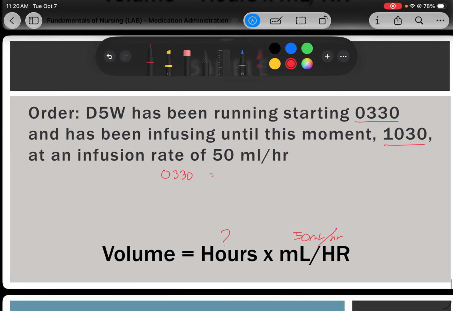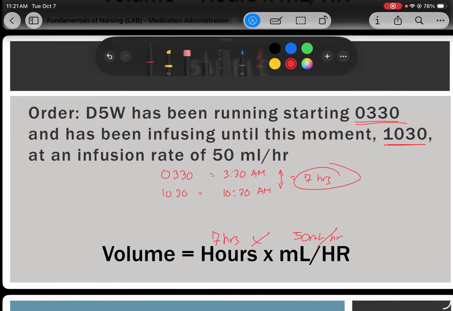So 0330 is 3:30 a.m., while 10:30 is 10:30 a.m. How many hours is the gap, class? How many hours is the gap? It's 7 hours. So, 7 hours, no? Our gap. It has been running for 7 hours, starting at 3:30 and until this moment, 10:30.